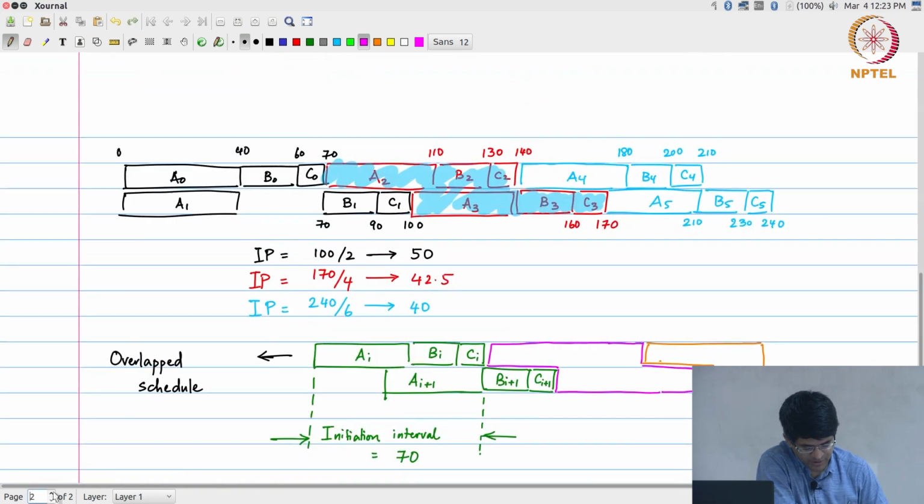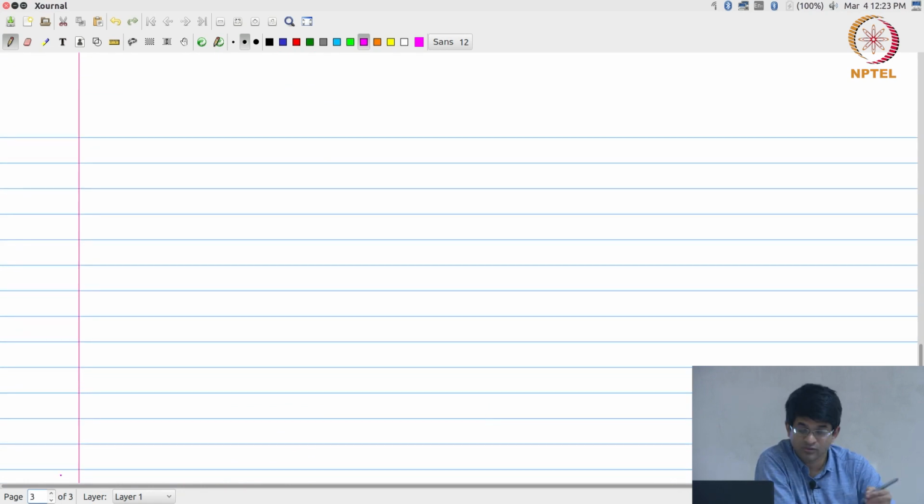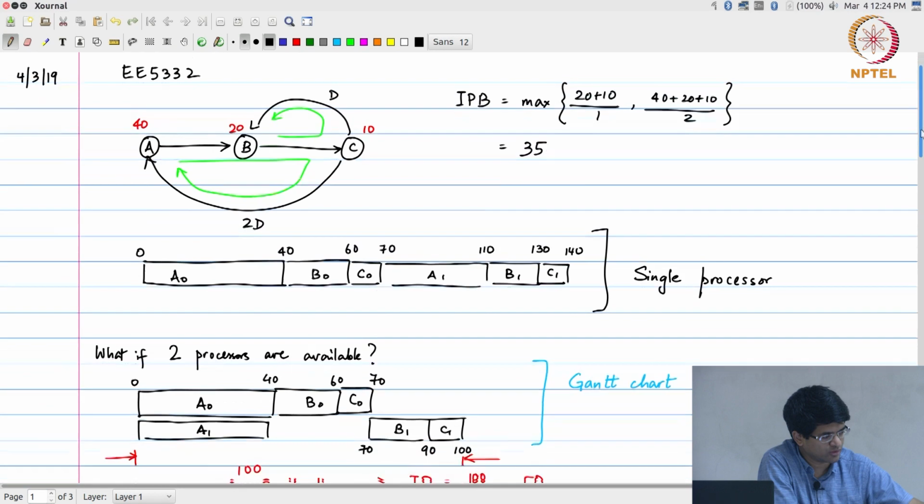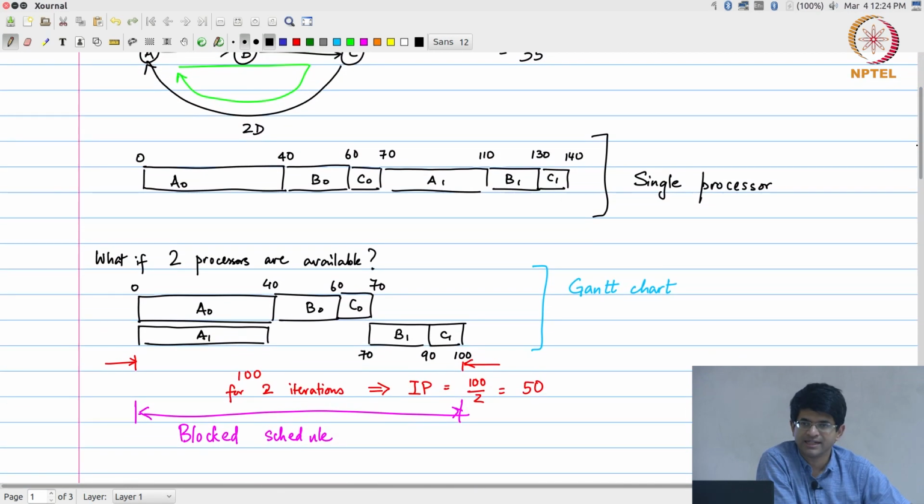We can take this further. What if I had 2 pieces of hardware? Is this the best that I could have done? So what we are seeing over here is, I am able to get a blocked schedule for this system that has an iteration period of 100 for 2 instances. So effectively an average iteration period of 50. If I insist on a blocked schedule, is this the best that can be done for this system?